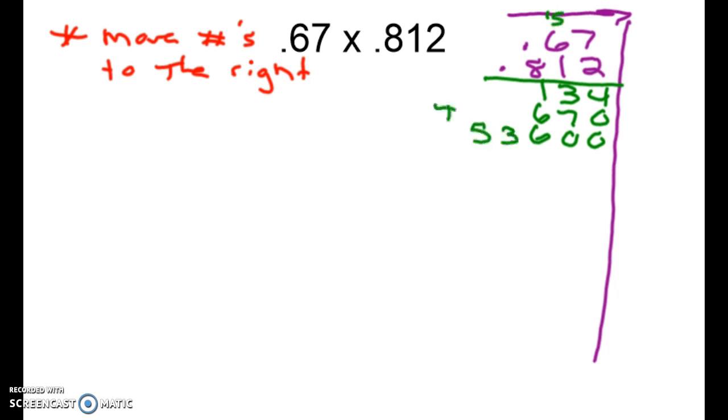Now you have all your numbers. Now you add everything up. 4 plus 0 is 4. 3 plus 7 is 10. Carry my 1. That's 12, that's 14, carry another one, that's 4, and then 5.